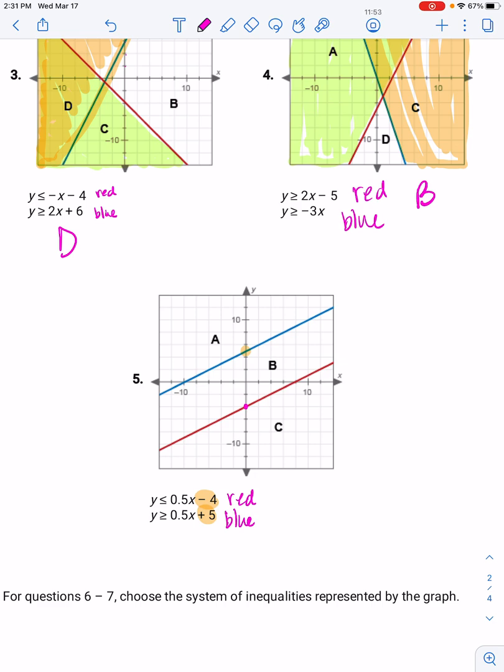So the first one says y, again, is less than or equal to 0.5x minus 4. And then the second one is y is greater than 0.5x plus 5.